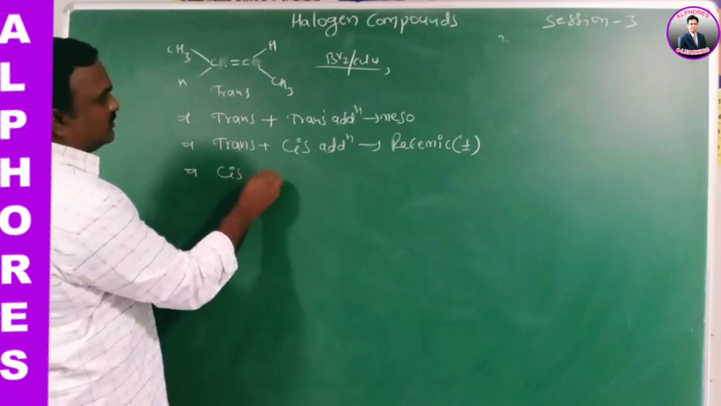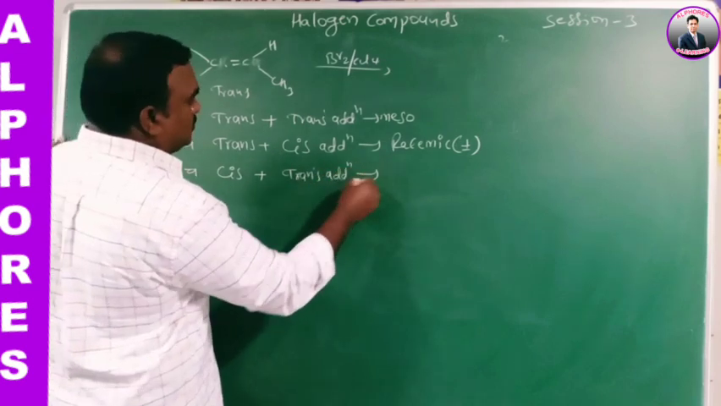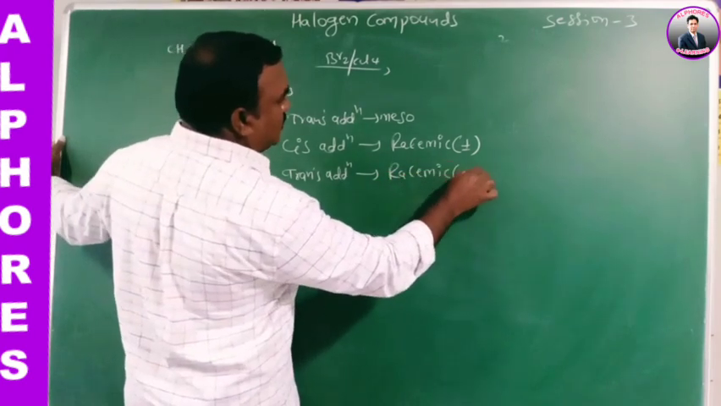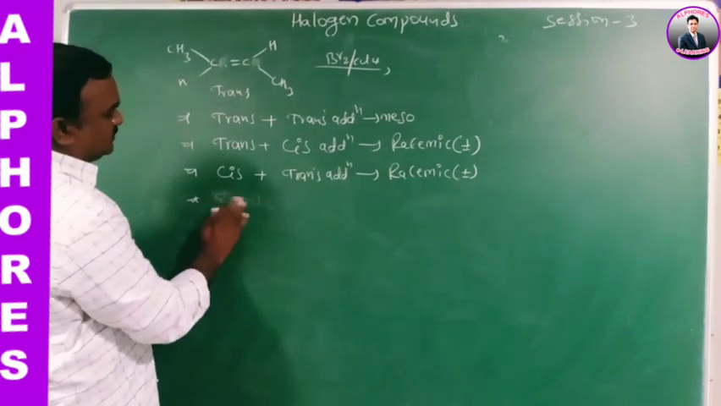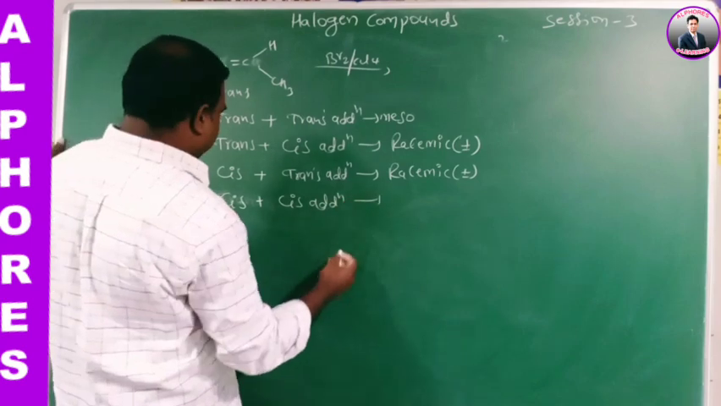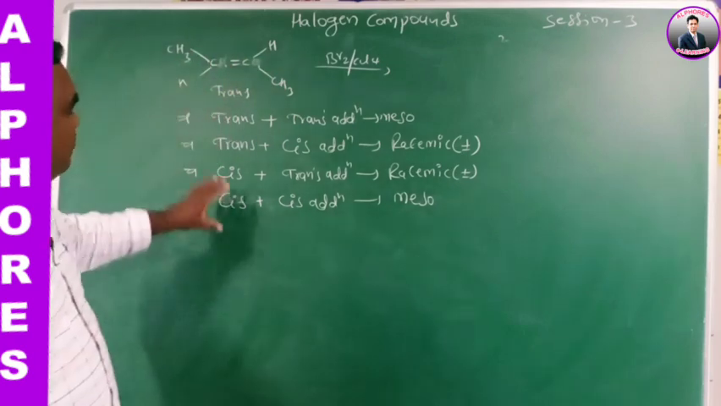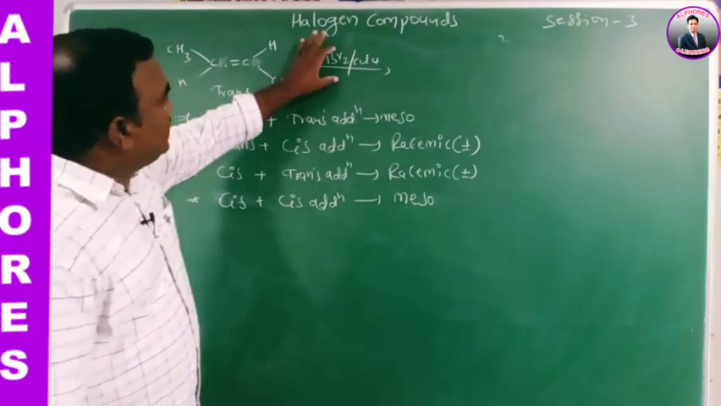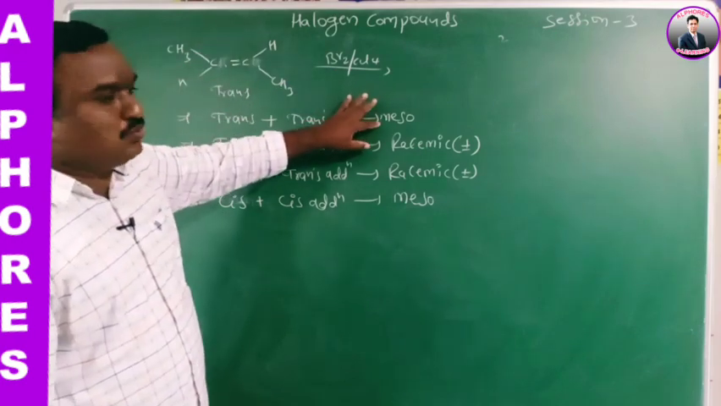Reactant is cis reactant. Addition is trans addition. Opposite addition. Then form the racemic mixture. Here cis reactant is given, addition is cis addition. Then form the meso compound. Based on these principles, we can write the product directly. So here given reagent, trans addition, reactant trans, then form the meso.